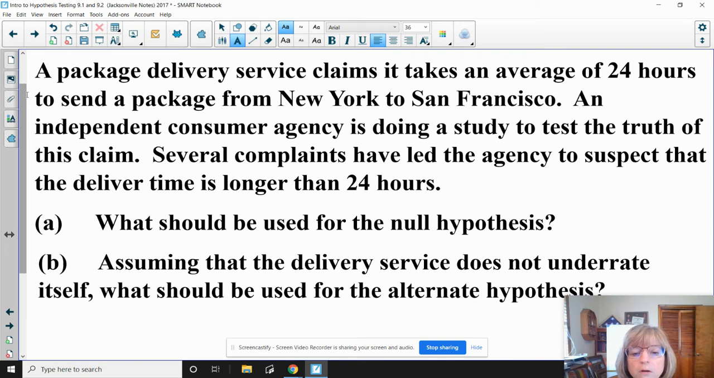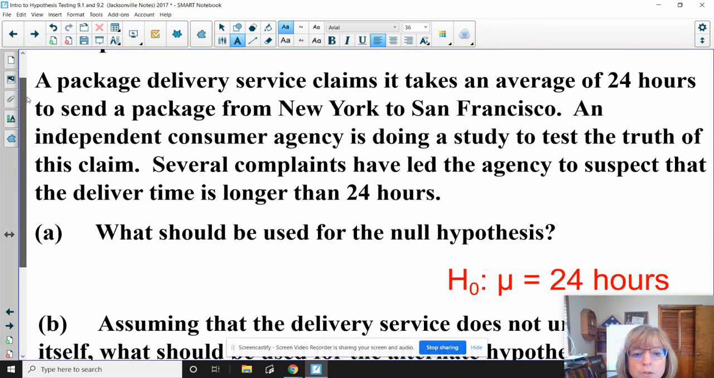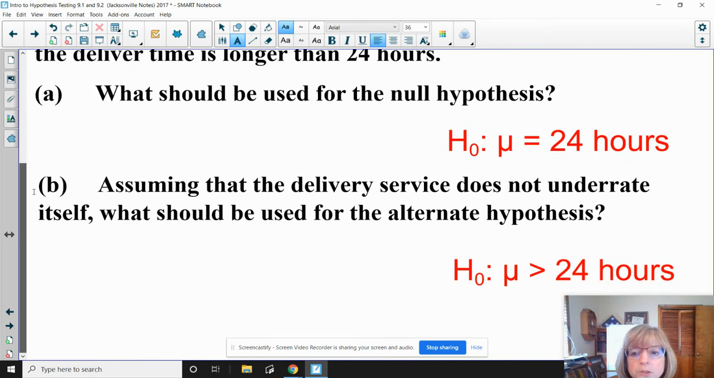And for the alternative, we're going to assume the delivery service doesn't underrate themselves. So our alternative hypothesis has to do with the consumer agency. And the consumer agency thinks it's longer than 24 hours. So our null hypothesis should say the mean is equal to 24 hours. The alternative should say the mean is greater than 24 hours.